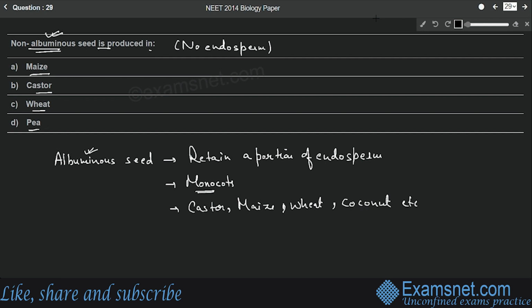Whereas non-endospermic or non-albuminous seeds are found in the dicot plants. So here you can see that maize, castor and wheat are examples of monocots. So here the albuminous seeds would be found, whereas pea is an example of dicot. So here non-albuminous seed is produced. So option D will be the correct answer.